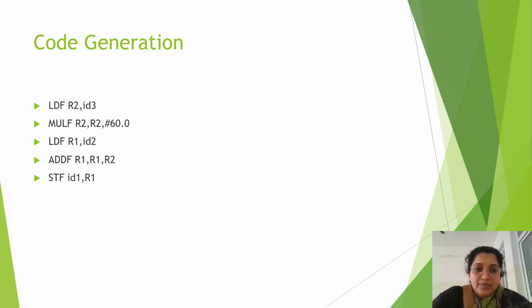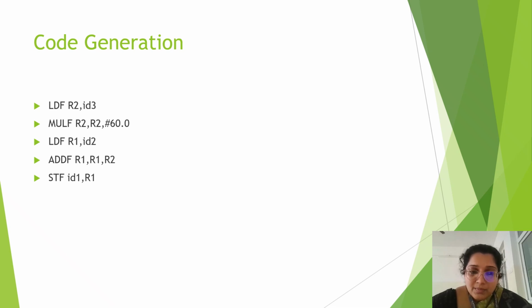So here we have LDF, MULF, LDF again. What is LDF? It is loading float. Here R is registers and LD is something that we use for loading. So here we are loading the values in the register R2. We are registering R3 to it.